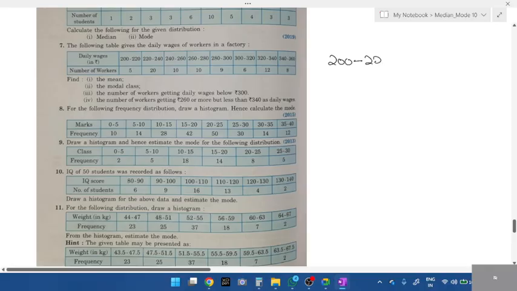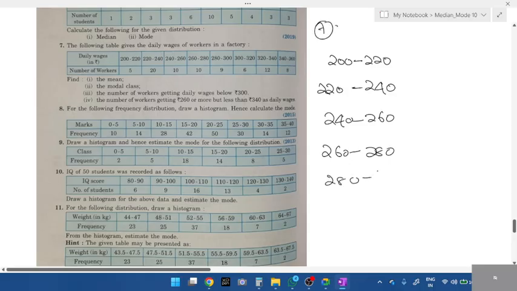200 to 220. Okay, let me write all the values. 220, 240, 240, 260, 280. I'm solving the seventh question. Look at the seventh. 280, 300. First thing, tell me, is it continuous or discontinuous? The values are continuous or discontinuous? What do you mean by continuous, students? After 220, is it getting repeated? 240, 260? Okay, what are the things we need to find here?